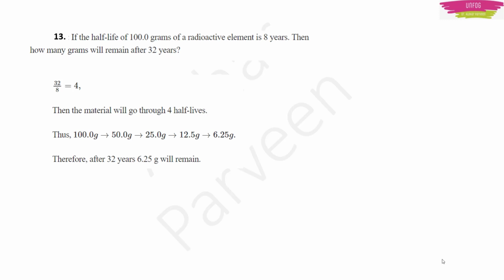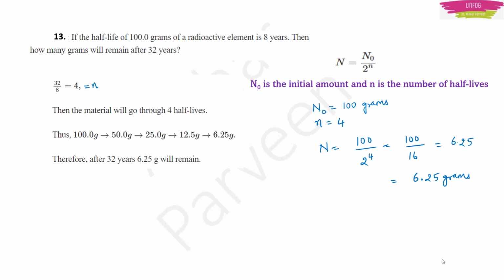Or my trick which I will tell you. I showed you that formula, right? You can apply that formula here. N is equal to N naught by 2 to the power n. Small n will be 4. How did you get it? Final time by the half-life. Final is 32 years by the half-life, which is 8. You got n is equal to 4.